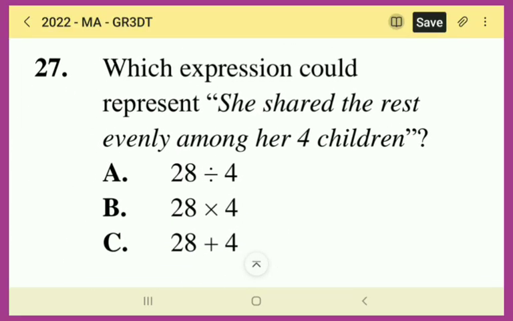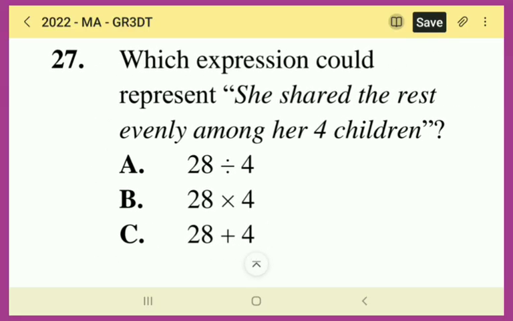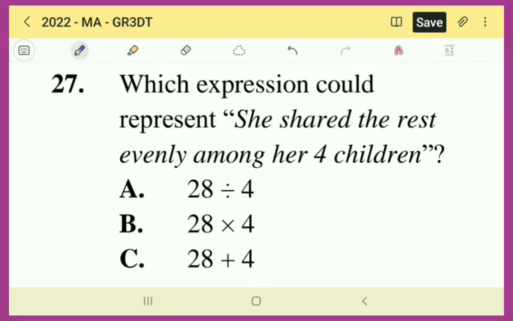All right. 27. Which expression could represent: she shared the rest evenly among her 4 children? If you are sharing, what's the operation that we use for sharing? Now remember that when you take the 7 from the 35, you might be wondering why they have 28 here in this item. When you have 35 and you take away 7, can you get 7 from 5? No. So we rename a group of 10. We're left with 2. All right. 7 from 15, we have 8.